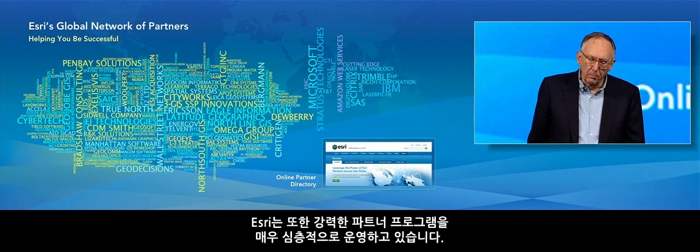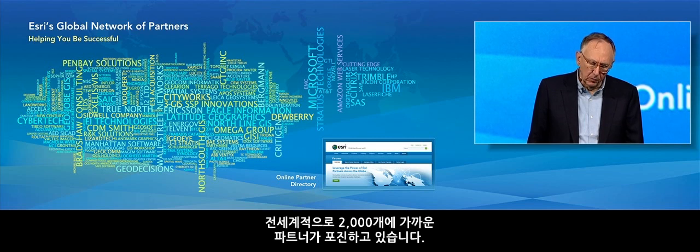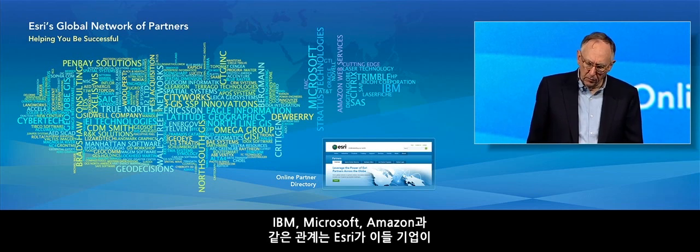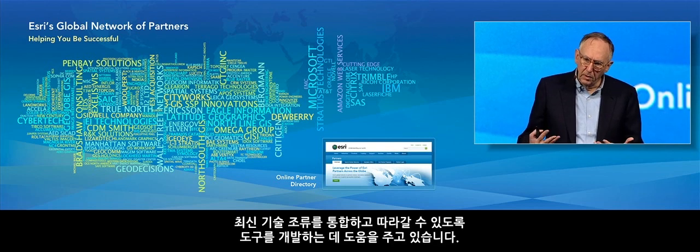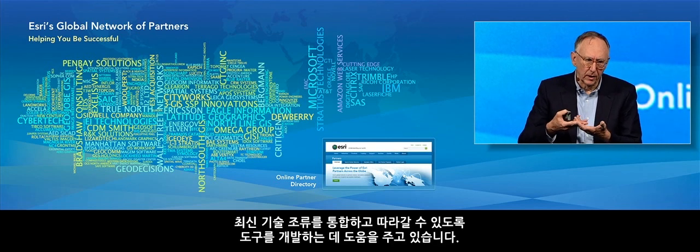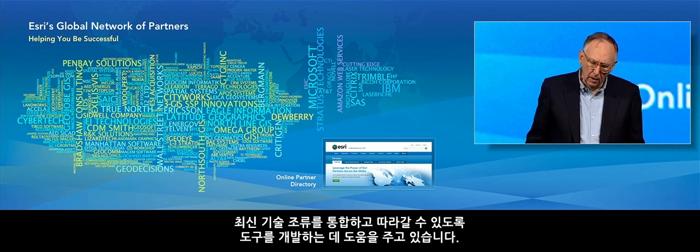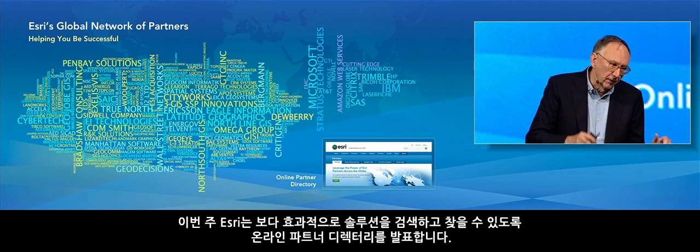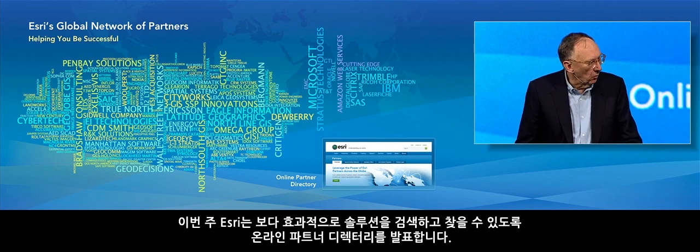Esri also has a strong partner program, and we take that seriously. We have almost 2,000 partners all over the globe. They extend our product, they help you with services, and relationships like IBM and Microsoft and Amazon have helped craft our tools so they integrate and go with the flow of current technologies. This week we're releasing an online partner directory so you can search through and find solutions a little more effectively.